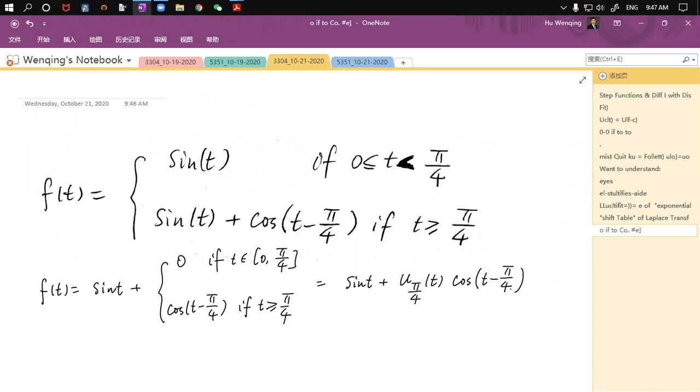Right? If you're not familiar with this symbol, you can also say sine t plus cosine of t minus pi over 4 multiplied by u of t minus pi over 4, where u is the unit step function that we have been considering. Is that good for everybody? Okay, so what kind of shift are we doing? It's an ordinary shift on the pre-image side.